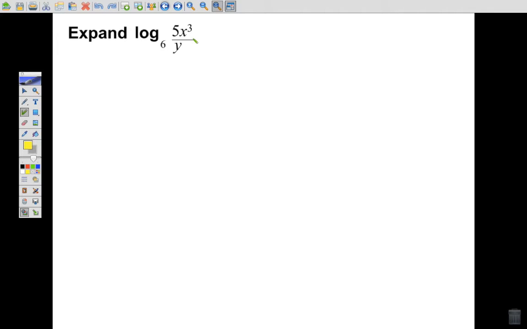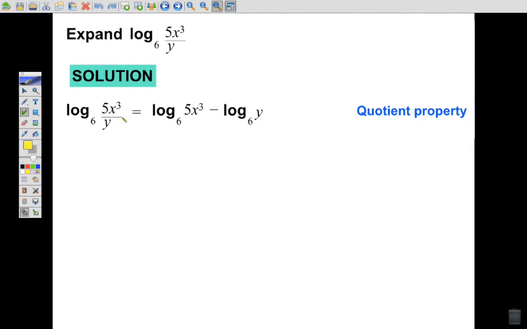You don't see any addition or subtraction. So as you're doing PEMDAS in reverse order, you do see division, and that's what we'll address first. That division becomes a subtraction problem. You will take log base 6 of the numerator minus log base 6 of the denominator.